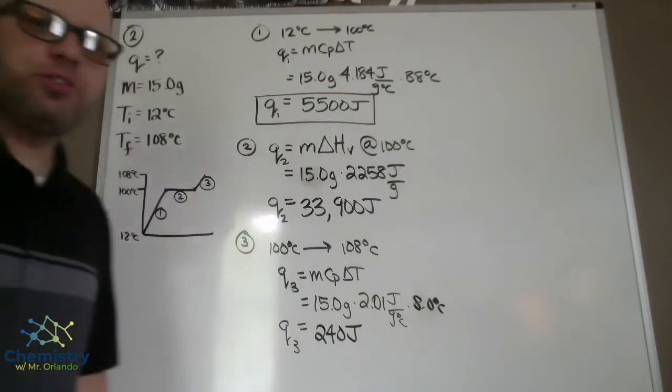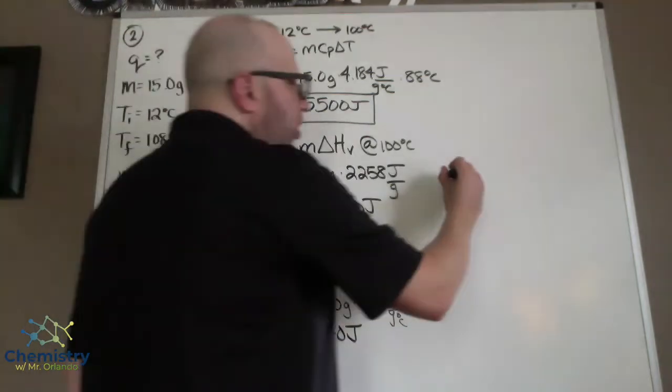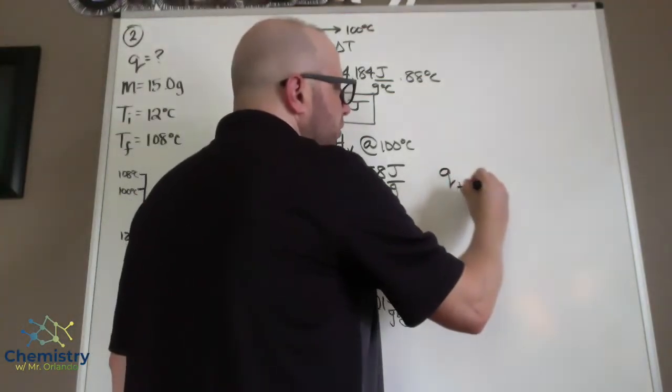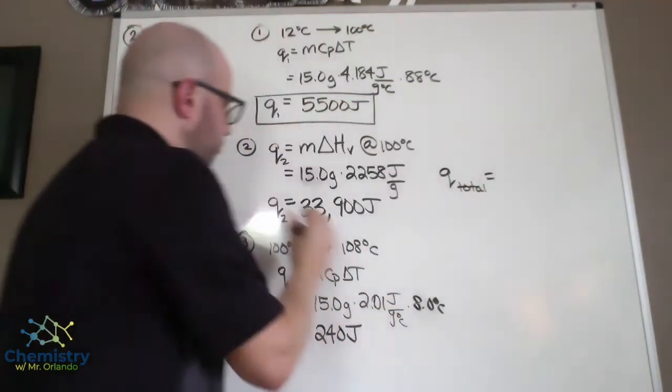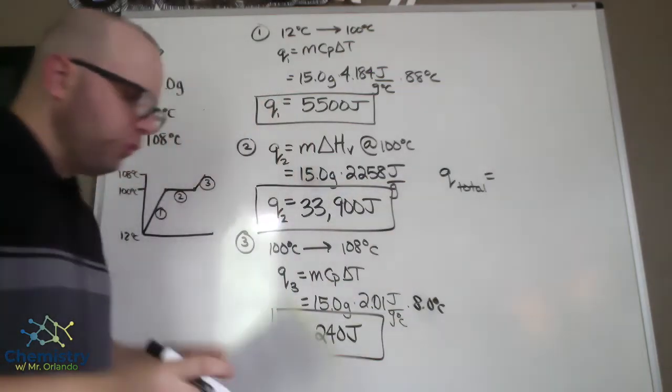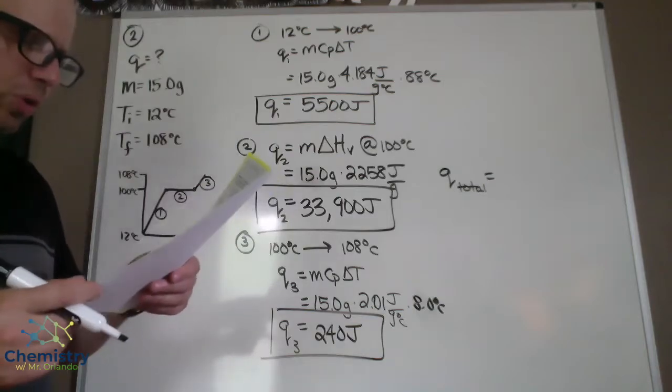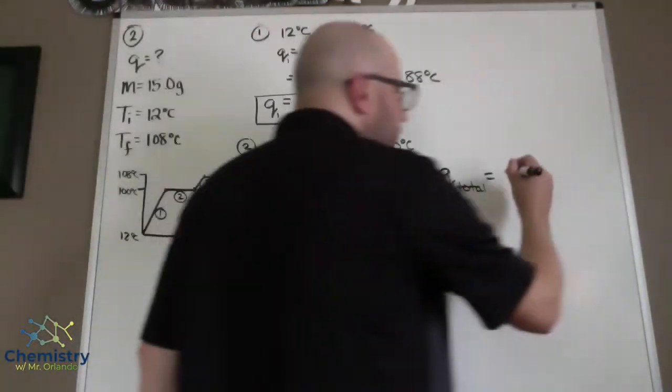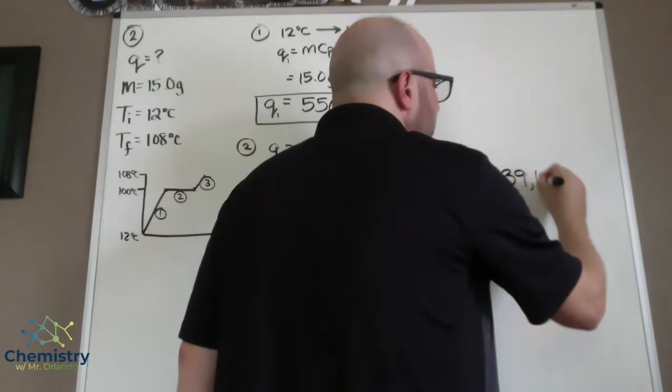Last thing that you need to do is get Q total. That's just the sum of all three of these pieces. So I'm just going to box them off here. So once you add up all three, I got a total of 39,640 joules.